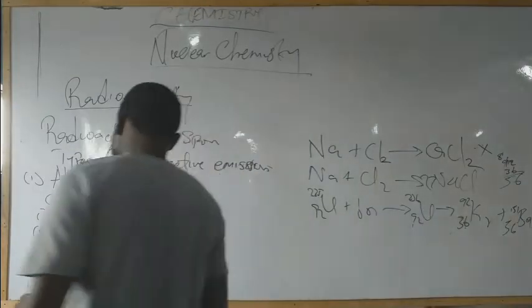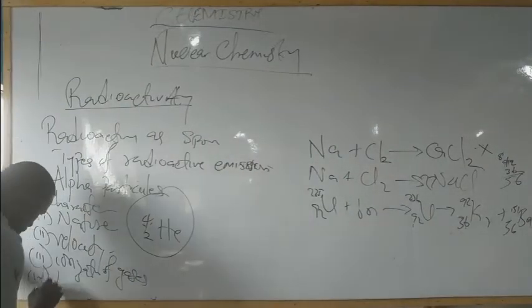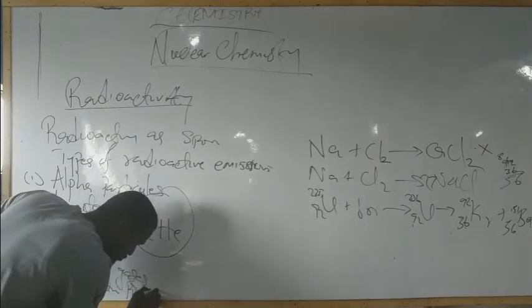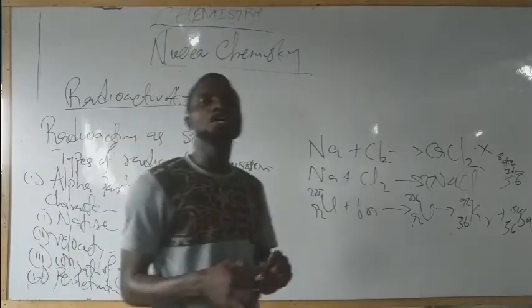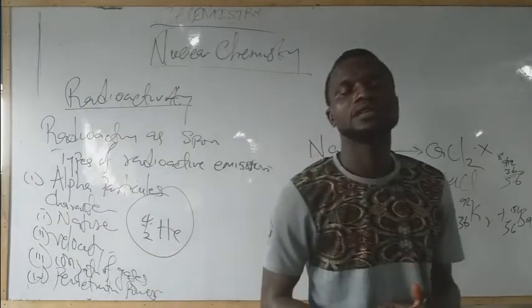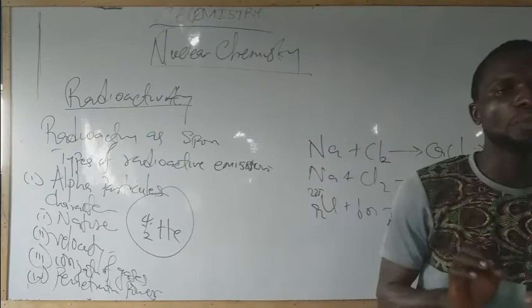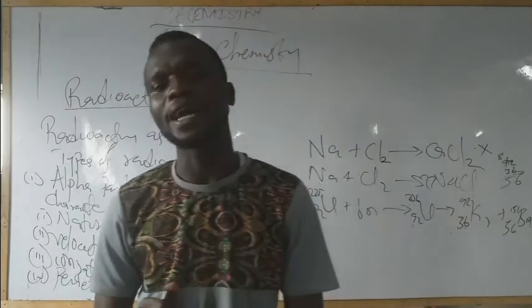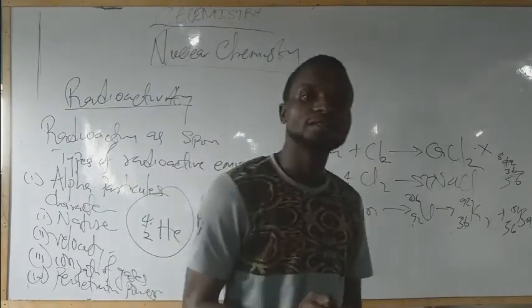Then, the next one is penetration power. Owing to their large size, alpha particles have a very low penetrating power. As a consequence, they are readily absorbed by a sheet of paper.